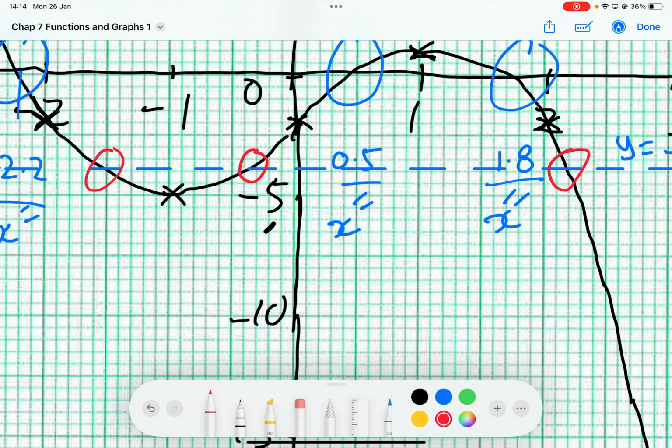But they want the largest x. So the largest x is the one that is at the right. So they want this x. So if they want this x, I go to the intersection, then I read the x. Okay, and for me, mine is x equals 2.1. The largest x when y equals negative 4.